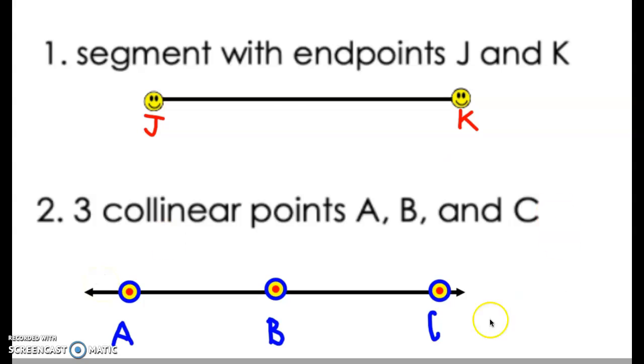Again, your sketch does not have to look exactly like mine, but you need to have a line, which means you need arrows on both ends to show that the line is going infinitely in both directions, and then you need to label 3 points on that line, A, B, C.